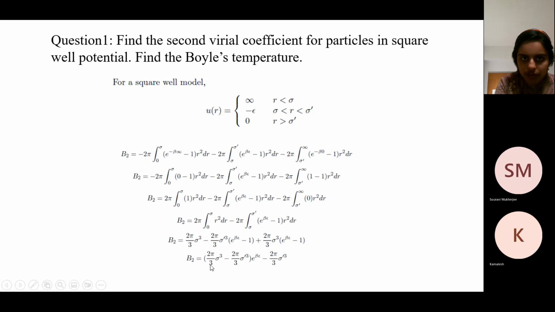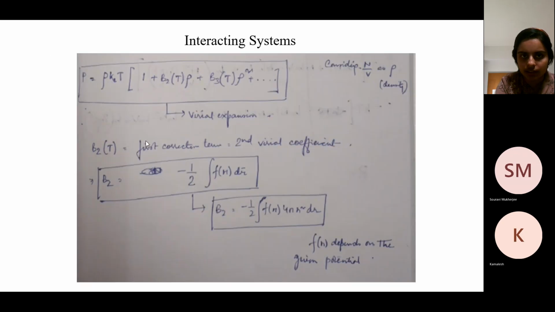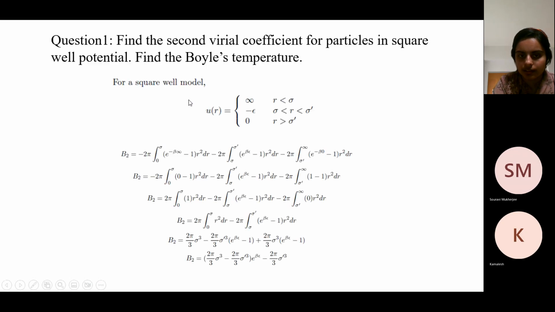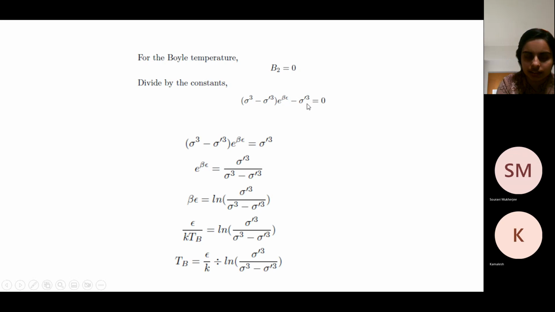So now once you have got the expression for the second virial coefficient, if you were asked to find the Boyle's temperature, what do you do? You put V2 to 0, right? Boyle's temperature means P will be constant, so it won't have this expansion. So we'll only have the first term. That means V2 should go to 0. So you put V2 equal to 0 and that will give you the corresponding value of the Boyle's temperature. You put this expression to 0 and then just reorganize the terms, and you get something like this. So this is your expression for the Boyle's temperature.